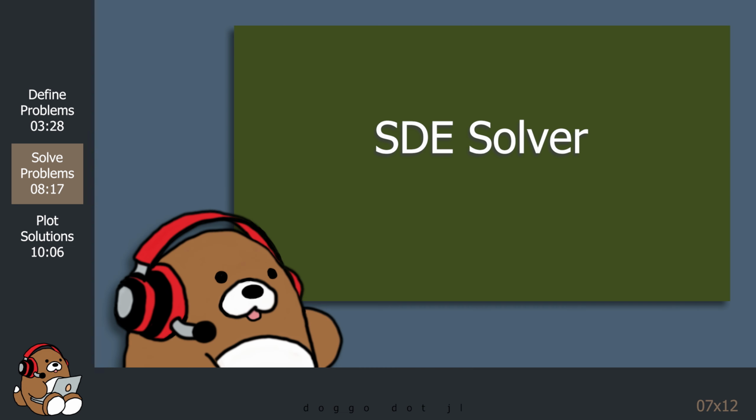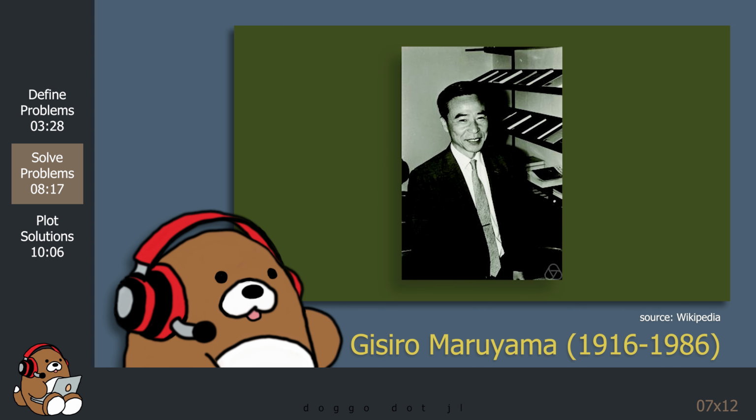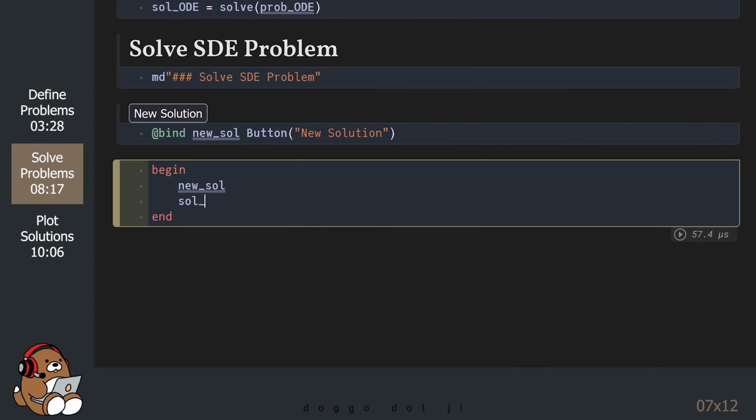In order to solve the SDE, we need to use an SDE solver. The solver that we're using is named EM, which stands for the Euler-Maruyama method. The method is named after the Swiss mathematician Leonhard Euler and the Japanese mathematician Yujiro Maruyama. Maruyama is noted for his contributions to the study of stochastic processes, and the EM solver is a method for the numerical solution to stochastic differential equations. The EM solver requires a time step as a keyword argument.